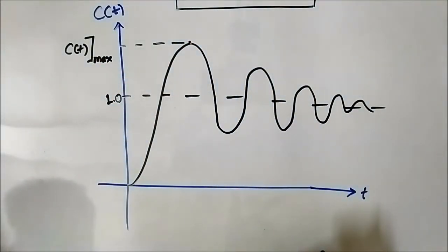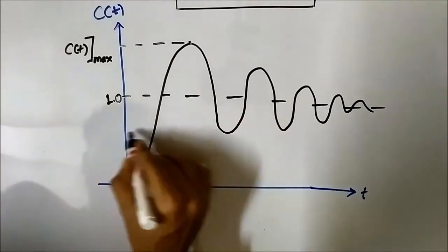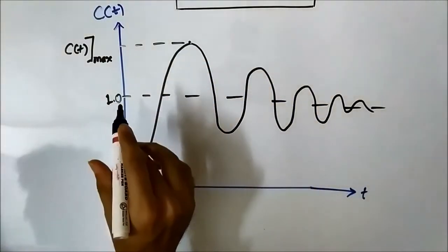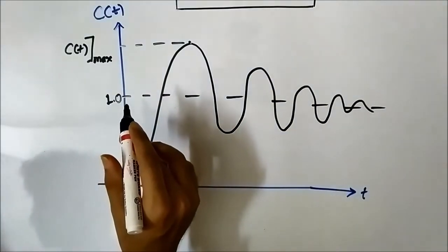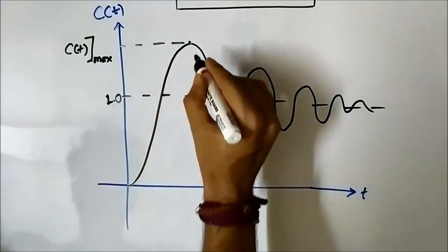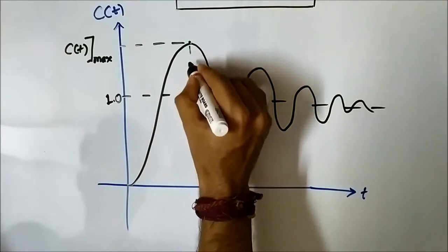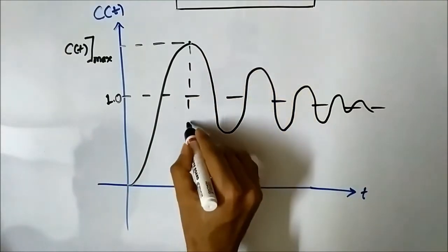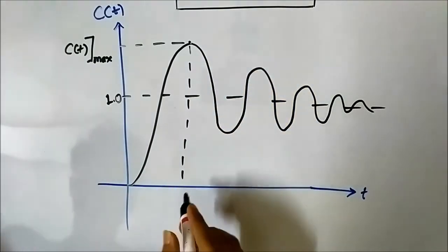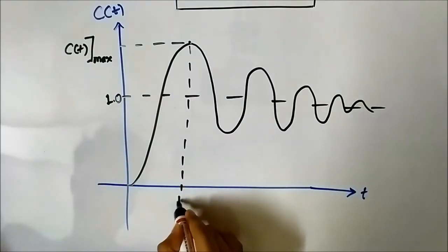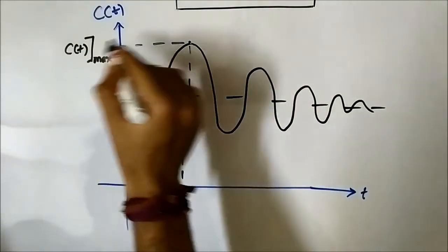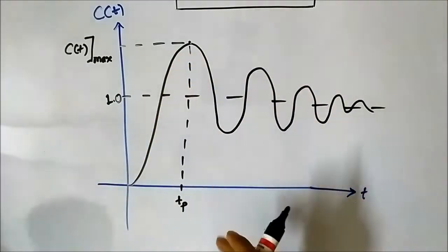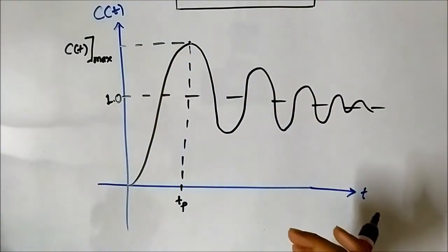Now the time at which this occurs is called the peak time. This is called the peak time, the time at which the maximum value of the output occurs.